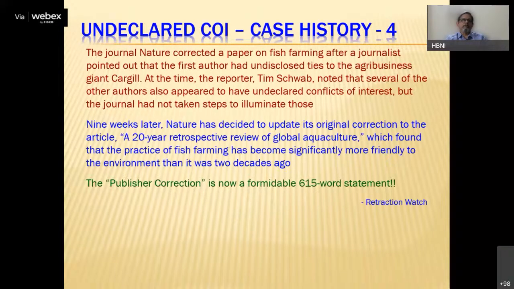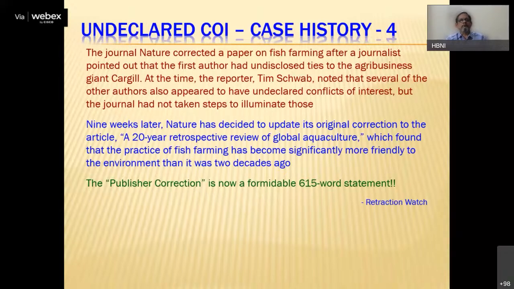So about 9 weeks later, Nature decided to update its original correction to the article, which is named a 20-year retrospective review of global aquaculture, which found that the practice of fish farming has become significantly more friendly to the environment than it was 2 decades ago.